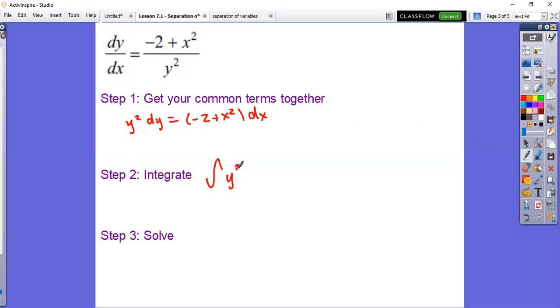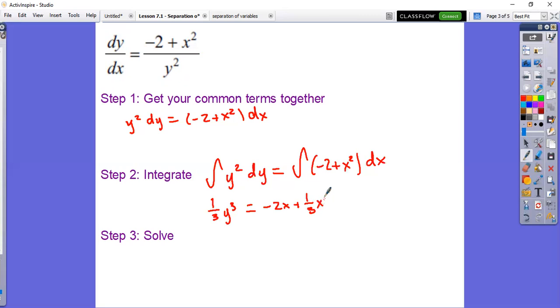So if we integrate y squared dy, that's equal to the integral of -2 plus x squared dx. These are both pretty simple integrals to take. This is 1/3 y cubed equals -2x plus 1/3 x cubed plus c. If you notice, I only put plus c on one side of the equation. That's because technically with both of these integrals, they should have a constant added to them, but I could subtract the constant from here over to the other side. It all basically just gets absorbed into one single constant.